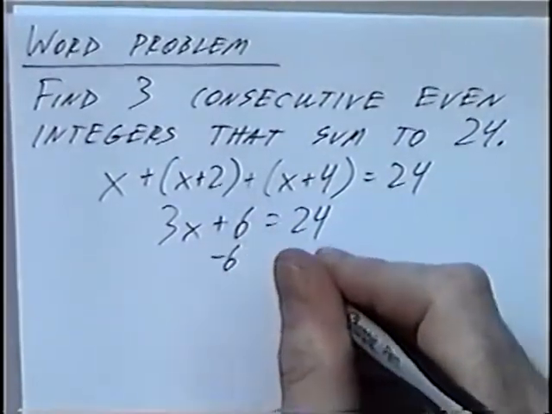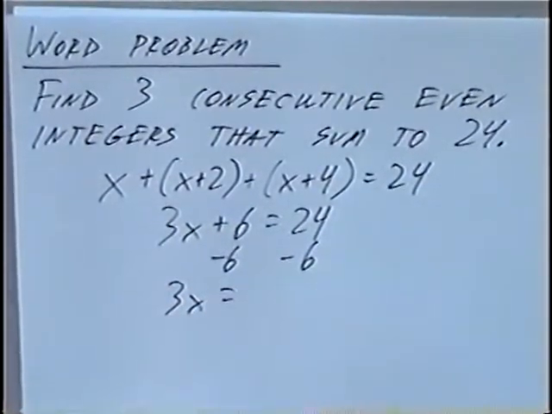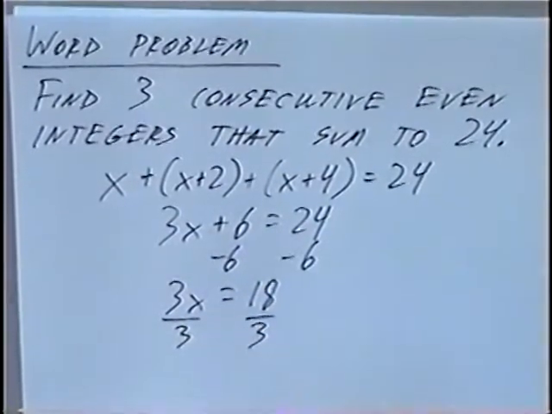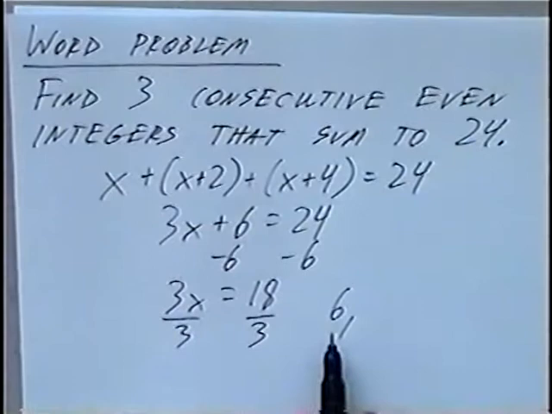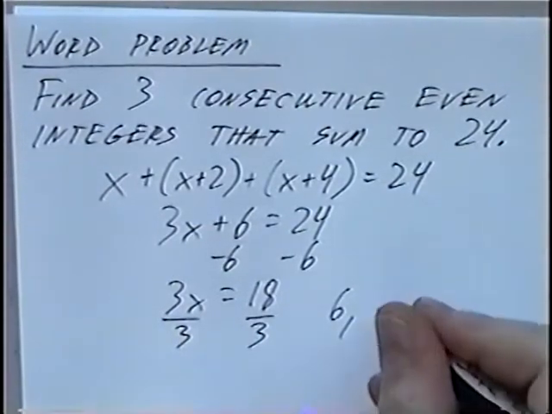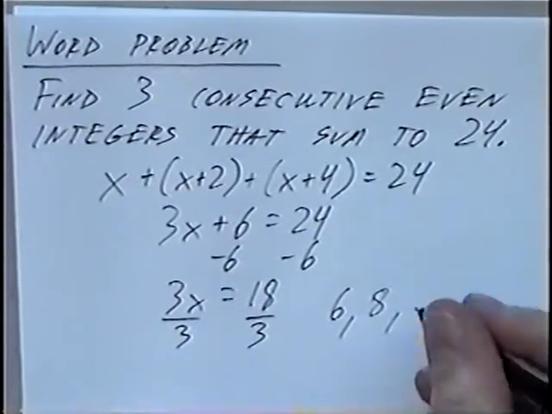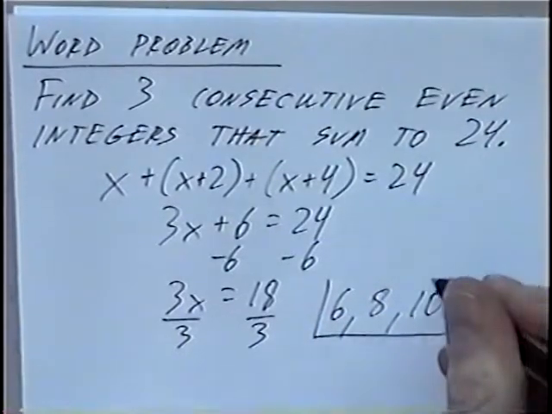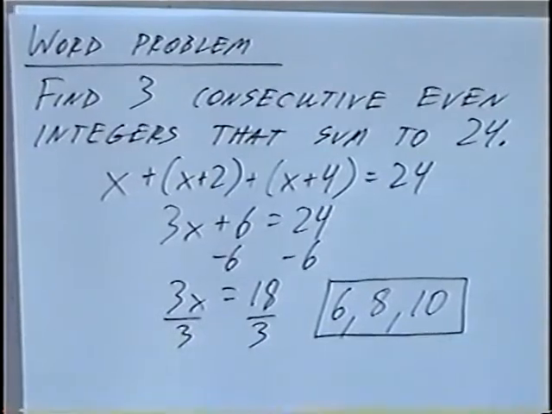Solving from here, we can subtract 6 on both sides. So 3x equals 18. Dividing by 3, we'll have our first answer, 18 divided by 3 would be 6. To find the next even integer after 6, we can add 2 to that, which would be 8. And to find the third number, we can add 2 to that, which would be 10. So the three consecutive even integers that add to 24 are 6, 8, and 10.